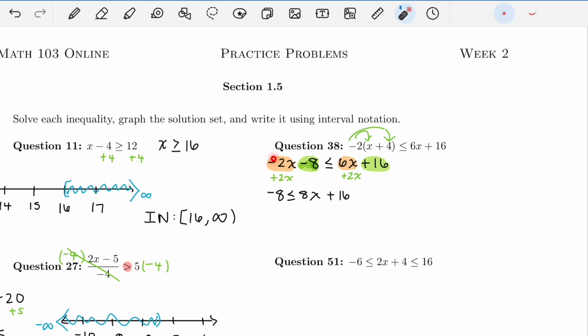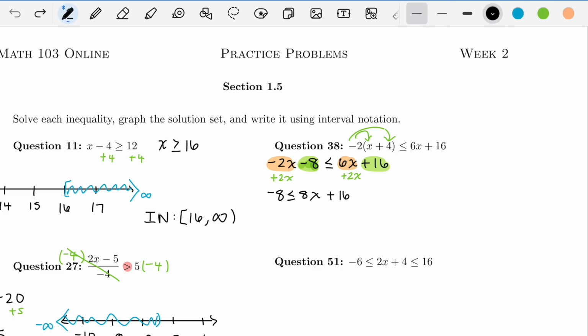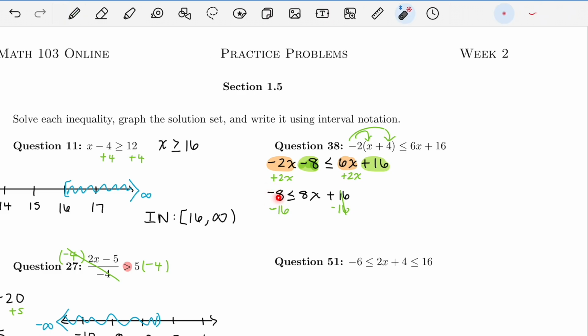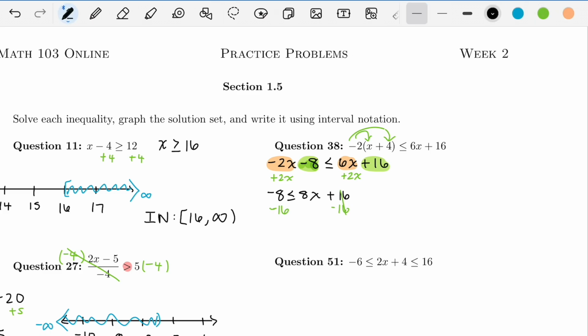So we just moved this 2x term on this side by canceling these guys out so that we could combine these like terms. So we're going to want to do the same thing with this 16 here. We'll subtract 16 on both sides. This cancels on this side. And then on the left-hand side here, we have minus 8 minus 16. So this gives us a negative 24 on the left-hand side. And then we still have 8x on the right-hand side.